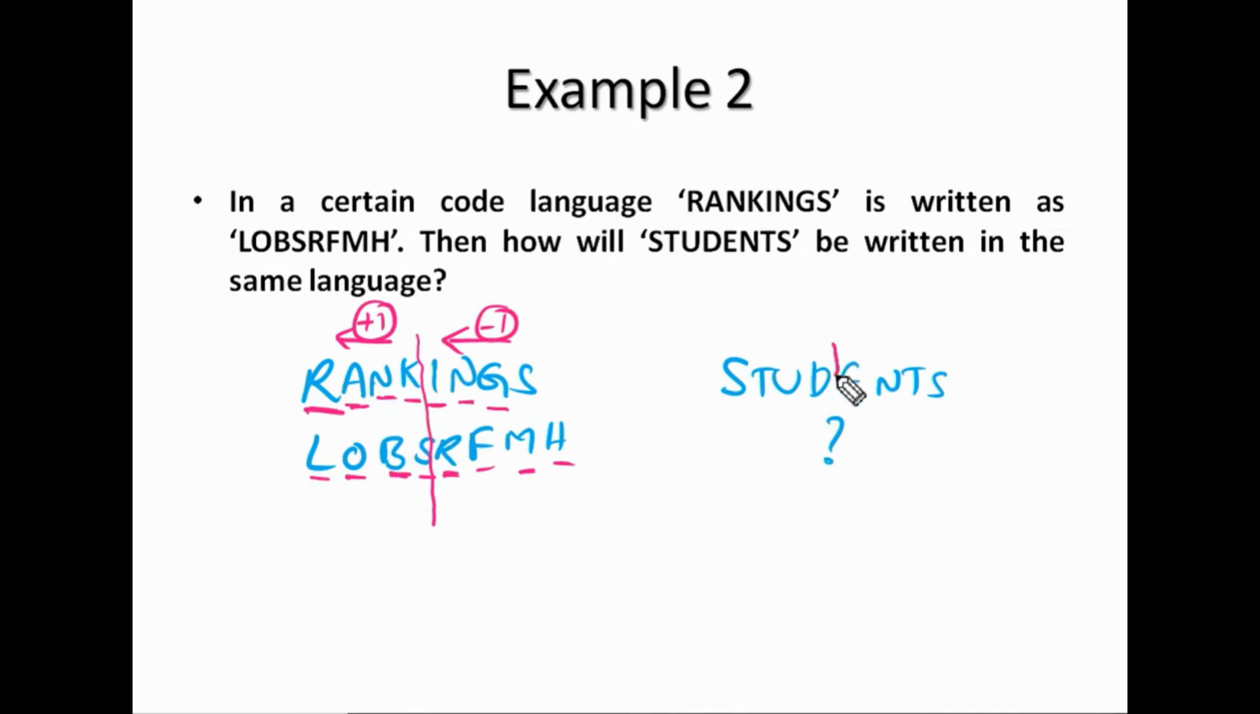Here also we'll do the same. We'll divide the word into two halves. The first half in the reverse order with plus 1: D, E, U, V, T, U, S, T. Next, the second half with minus 1. S, before letter R. T, before S. N, before M. And E, before letter D. So that is the answer: E, V, U, T, R, S, M, D.